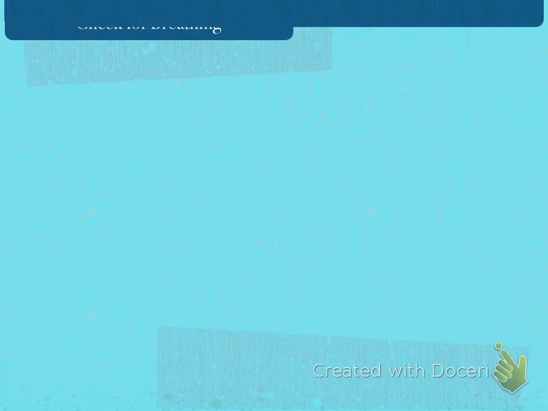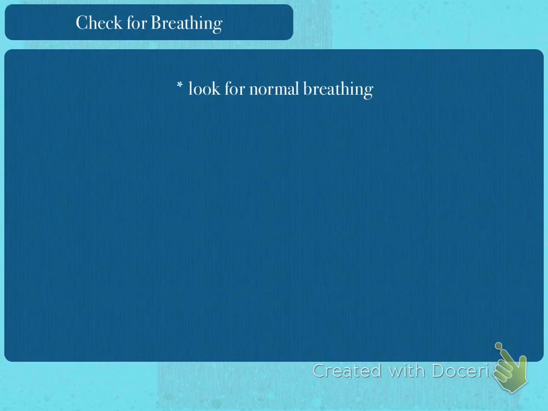Okay, so first is response. Now we've got to check to see if they're breathing. What are we going to do? We're going to look for normal breathing. How are you going to look for normal breathing? Listen. But it says look, not listen, look. Look for the stomach to go up and down. The chest to go up and down, not the stomach. We don't breathe from our stomach, we breathe from our chest. So yes, you're going to look to see if the chest is going up and down.